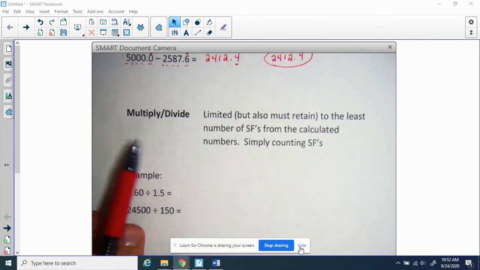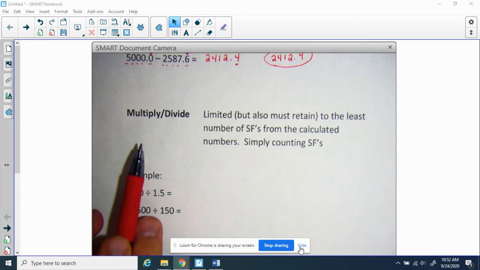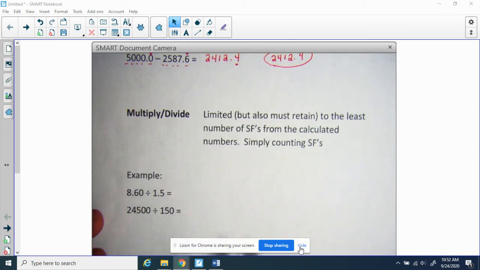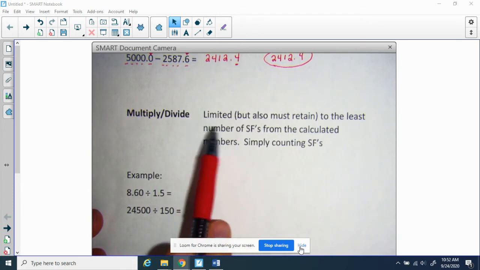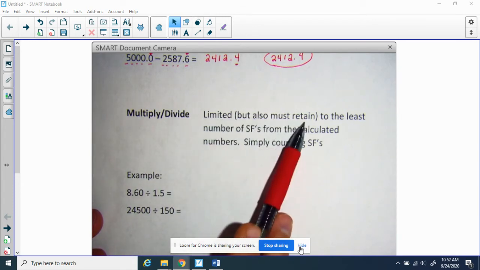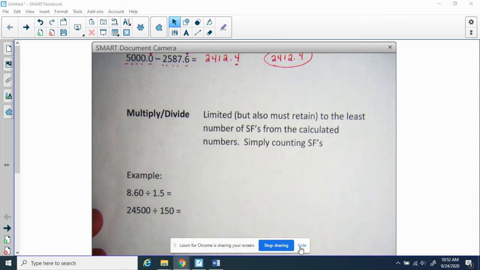This one's actually a little easier to do because it's simply taking those rules we learned from counting significant figures and you're applying them directly to this, and you're basically counting the sig figs in your original numbers to then your answer, and they must match. You're limited by that least number. So by definition, it said limited, but also must retain to the least number of significant figures from the calculated numbers. So let's see what that looks like. What I suggest always doing is putting in your calculation to the calculator, then getting that full answer. Once you have the full answer, then worry about rounding it.